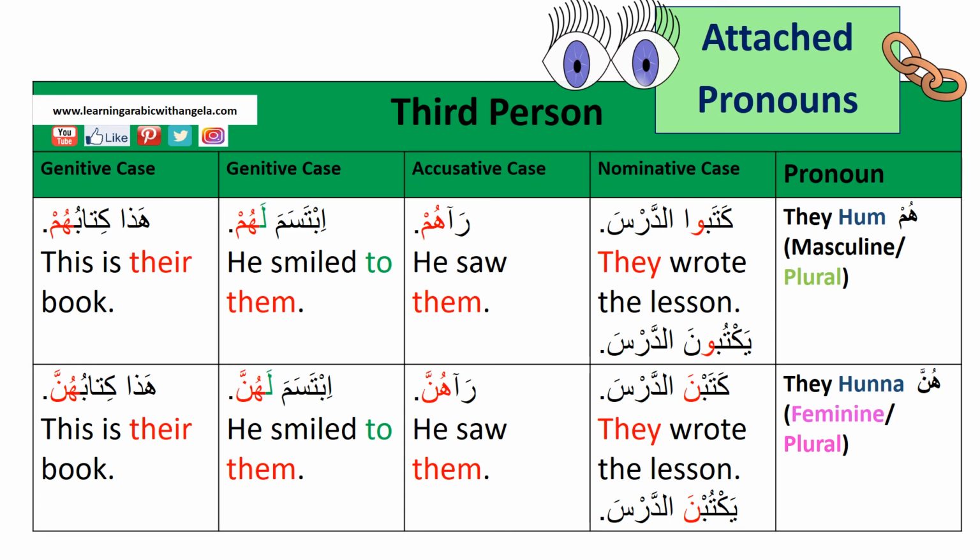In the accusative case, we say رآهم, he saw them, for the masculine plural, and رآهن, he saw them, for the feminine plural. And the pronouns over here are in the accusative case, being the objects of the verb, having received the verb. And in the genitive cases, when they attach to a particle, ابتسم لهم and ابتسم لهن. And when it attaches to a noun, هذا كتابهم and هذا كتابهن.